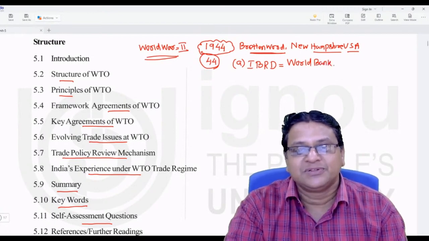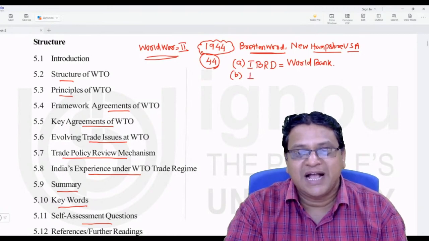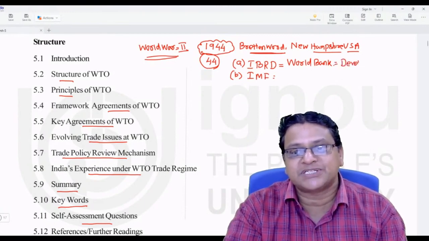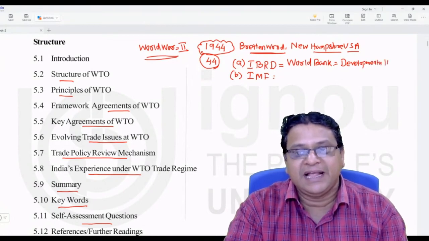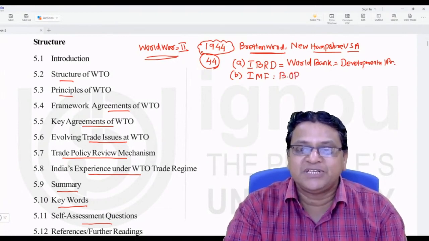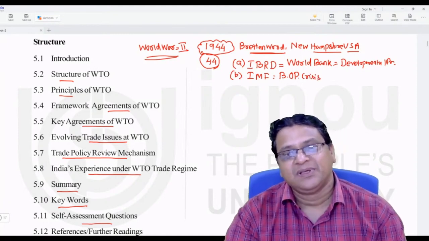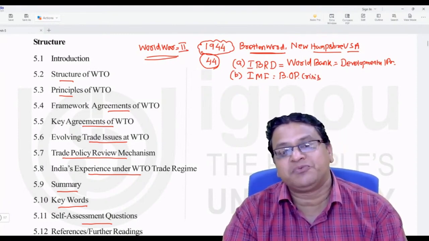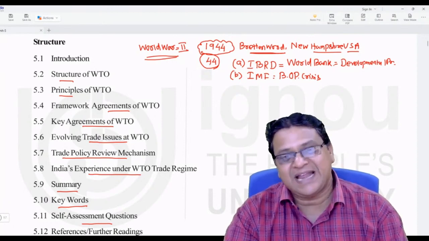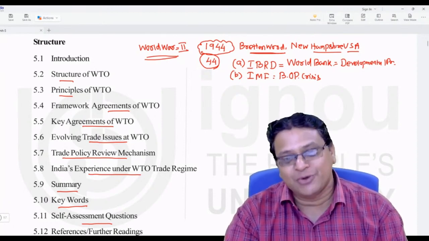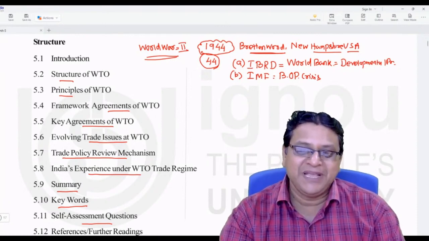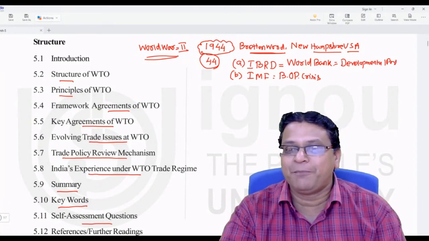Then another institution the countries decided to set up is known as IMF, International Monetary Fund. World Bank provides loans for developmental projects, and IMF provides loans to those countries which face BOP crisis. What is BOP crisis? International payment crisis. For the purpose of international trade, one country must have adequate forex reserve. If a country does not have forex reserve to do international trade, then it can approach IMF for loan. So IMF is also a bank. It provides loans to countries which are facing BOP crisis. But IBRD is a bank which provides loans for different developmental projects.